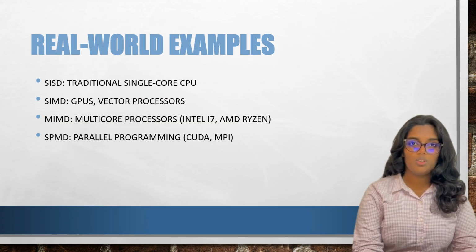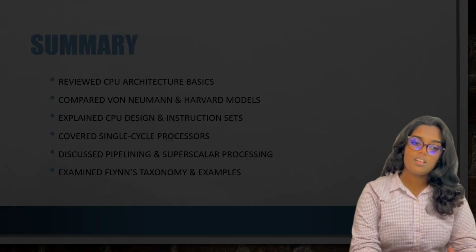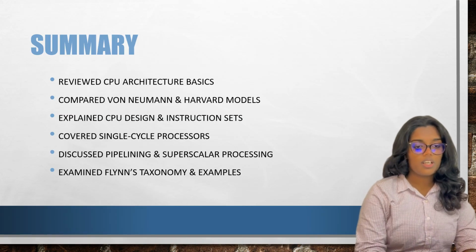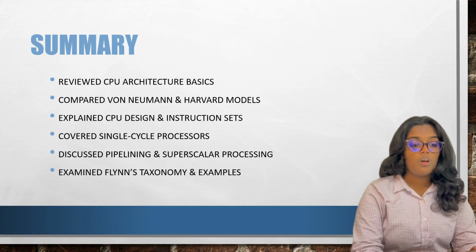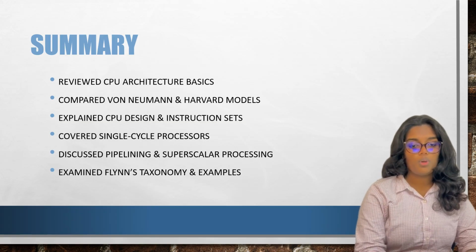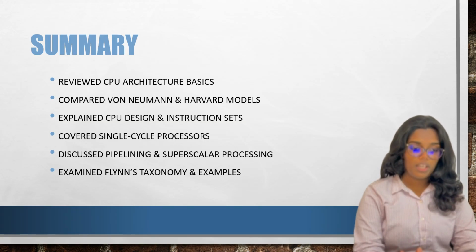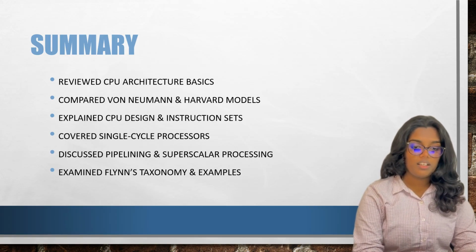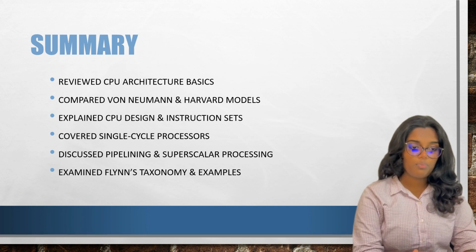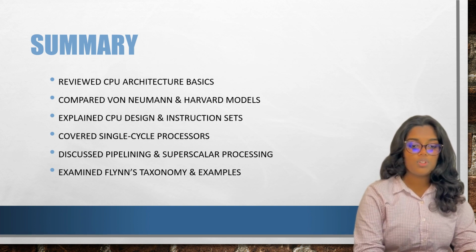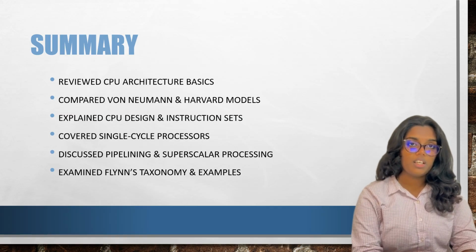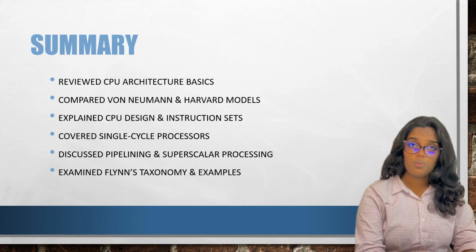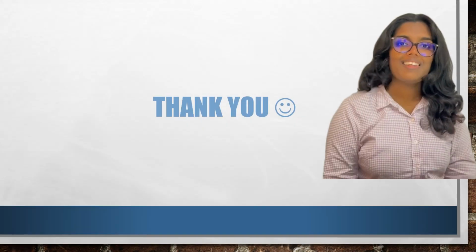So by that we concluded our presentation. So in summary, we covered the basic structure of a computer system, the fetch, decode, execute cycle and CPU memory interactions. We also compared Harvard and von Neumann architectures and explained their performance factors. And also we discussed how processors are designed, how instructions shape the architecture, and how modern CPUs use pipelining and superscalar techniques for speed. Finally, we reviewed Flynn's classification and its real-world examples. So, thank you for listening.